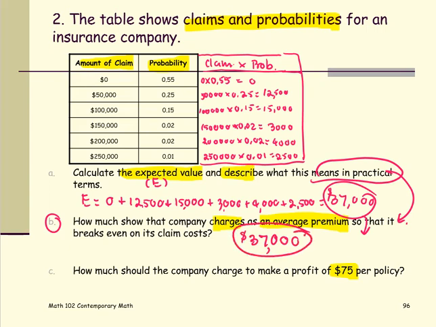And the last one, how much should the company charge to make a profit of $75 per policy? If to break even is $37,000, to get the profit of $75 per policy, you're going to have to add $75 to each average cost. So the company should charge $37,075 to make a profit of $75 per policy.